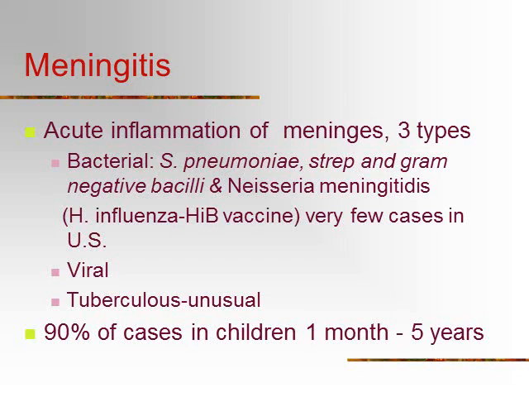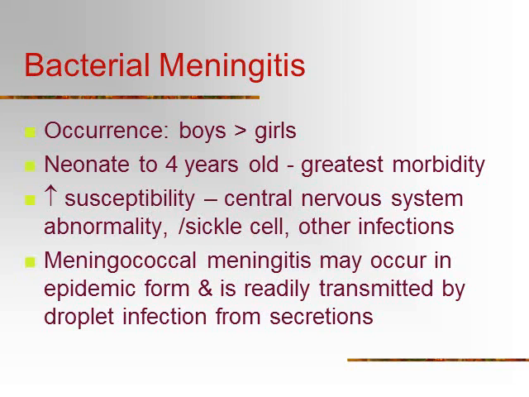90% of cases are in children 1 month to 5 years, so that's when it would be most common to see a patient with meningitis. So bacterial meningitis occurs more often in boys than girls. The greatest morbidity is in neonates to 4-year-olds, so younger children. And then you're more susceptible to bacterial meningitis if you have a central nervous system abnormality, sickle cell, or other infections.